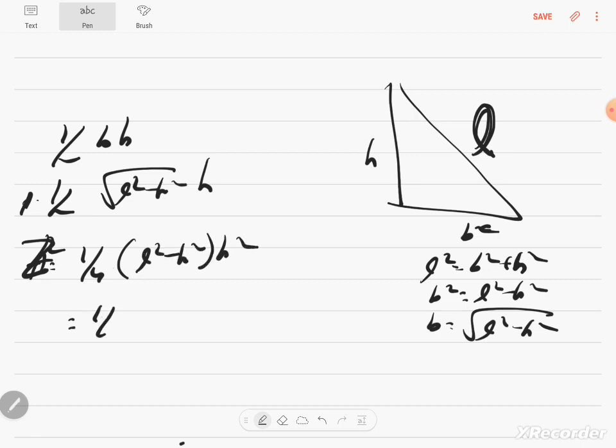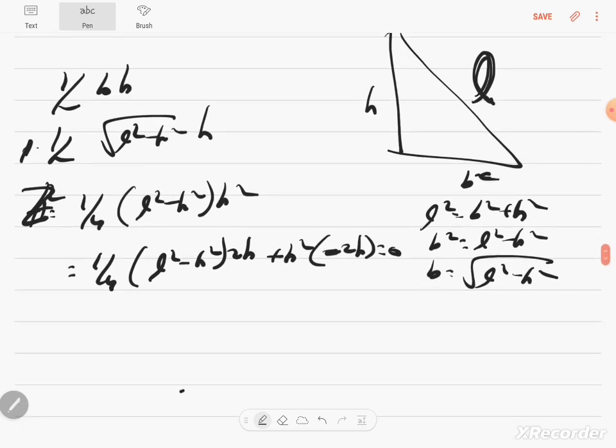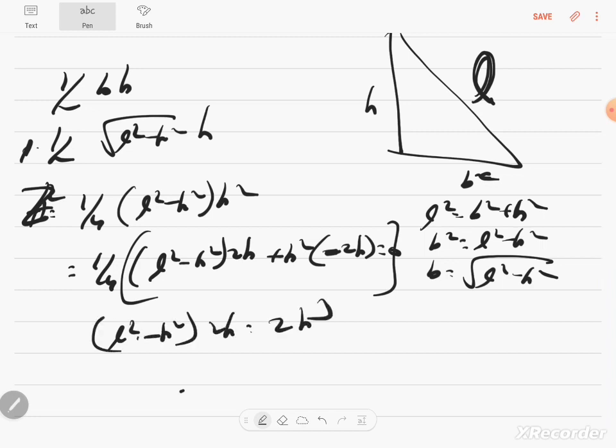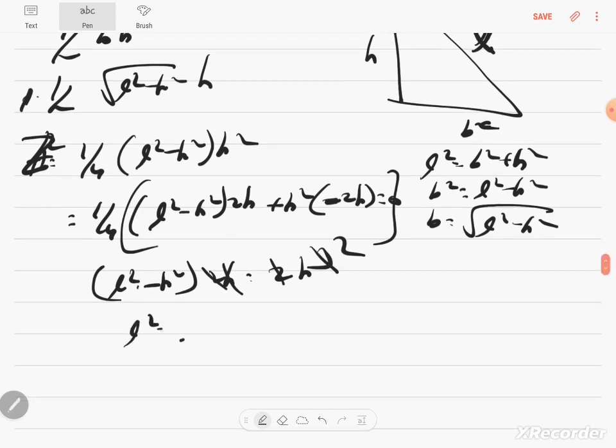It's differentiated. Take the first as it is and differentiate the second, that gives 2h, plus take the second as it is and differentiate the first, that gives minus 2h, is equal to 0. So then 1 by 4 is common also. So L square minus H square into 2h is equal to 2h cube. H and h get cancelled, 2 and 2 get cancelled. L square is equal to 2h square.